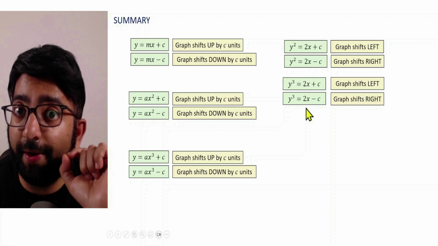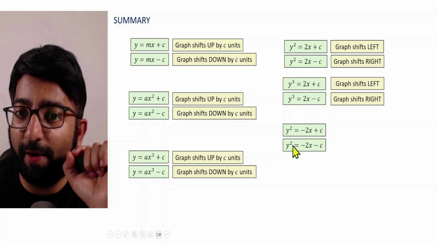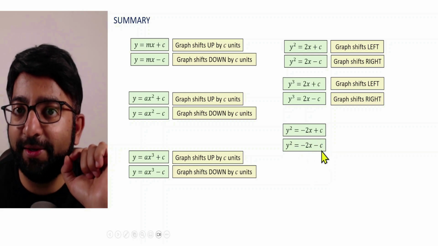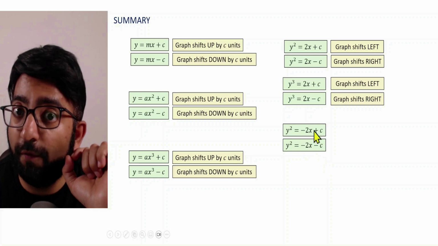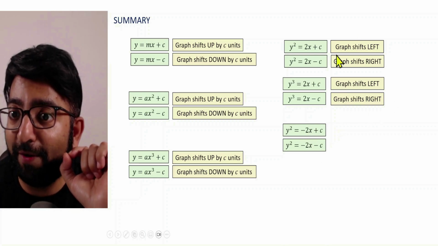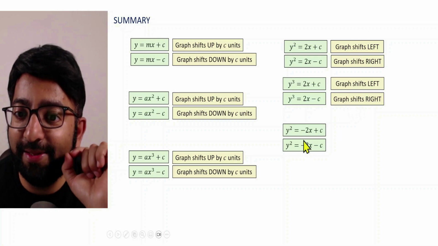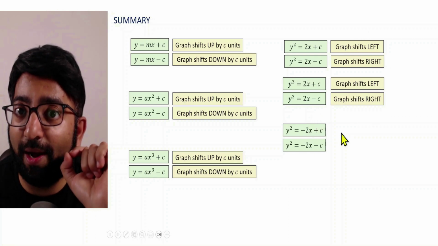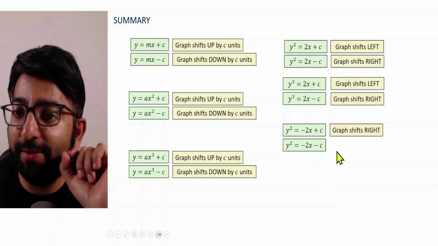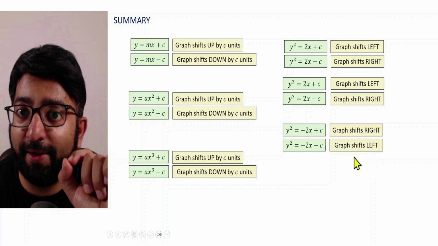But if the coefficient of x becomes negative, for example, y square is equal to negative 2x plus c or negative 2x minus c, then in such cases where the coefficient of x is negative, the shifting of the graph will be opposite to what we have done so far. Let me explain. In this case, we are adding something, so the graph will be shifted to the right hand side. And if we are subtracting something, the graph will be shifted towards the left hand side.